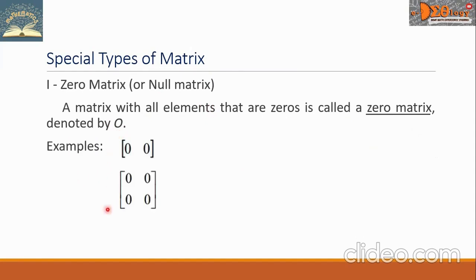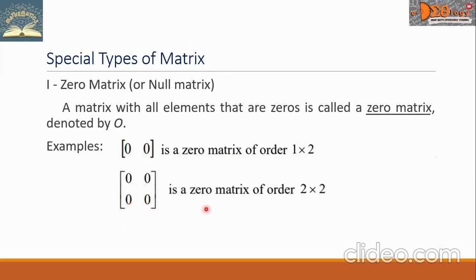Examples, we have two here. The first example is 0, 0, and this is a zero matrix of order 1 by 2. Second example, 0, 0, 0, 0. This is another zero matrix of order 2 by 2.